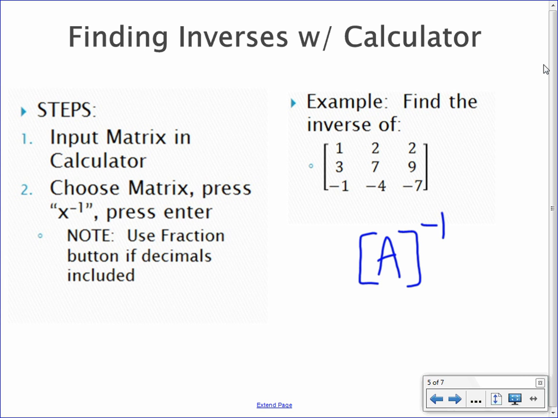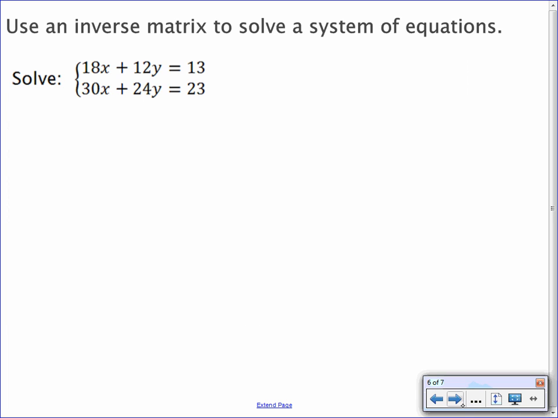Now, why do we need inverse matrices? How could they be of benefit to us? We can use an inverse matrix to help us solve a system of equations. I'm going to show you yet another way to solve a system of equations. Okay, so write these down.